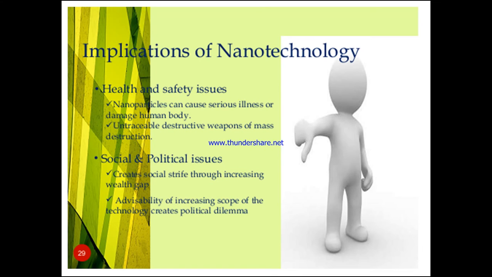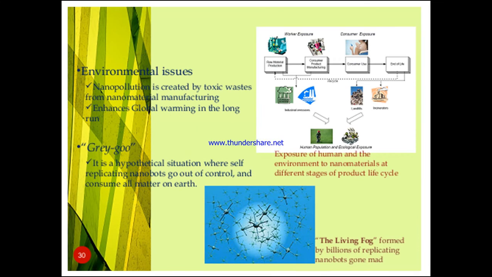Untraceable destructive weapons of mass destruction. So when we talk about health and safety issues, it is an untraceable destructive weapon of mass destruction. When we talk about social and political issues, it can create social strife through an increasing wealth gap. The advisability of increasing scope of the technology creates a political dilemma. Environmental issues. Nano pollution is created by toxic waste from nanomaterial manufacturing, because nanoparticles may be made from tungsten, tantalum, silicon, or silver materials. These all give us toxic waste when we go for manufacturing.